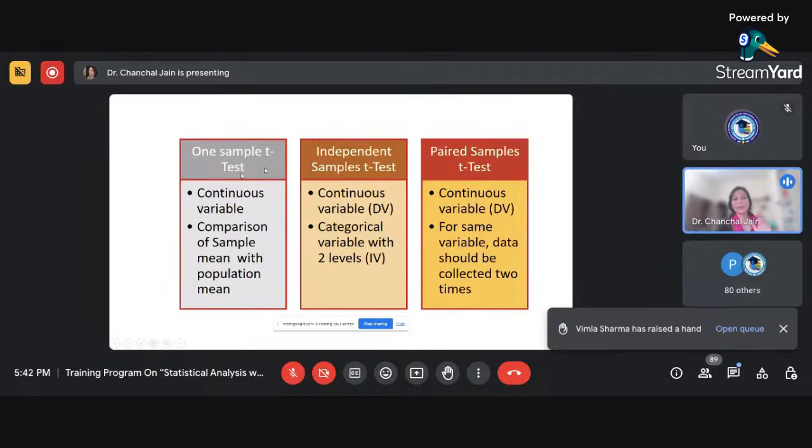So I hope, am I clear on the first part of this t-test? Any doubt so far? No, ma'am.